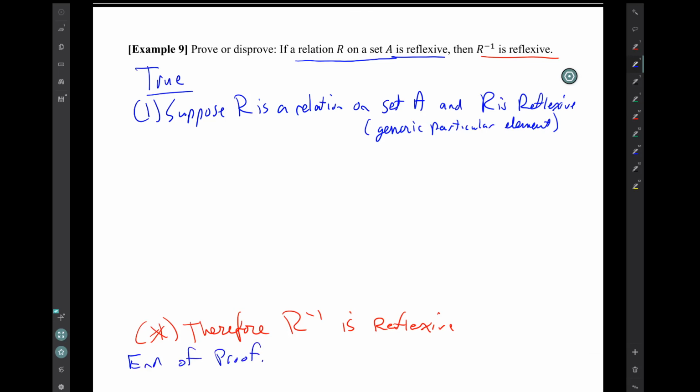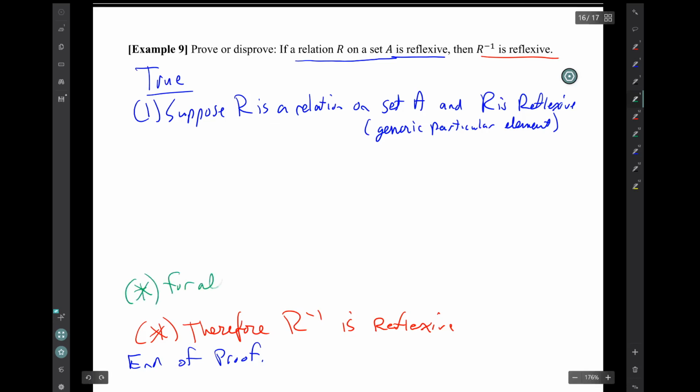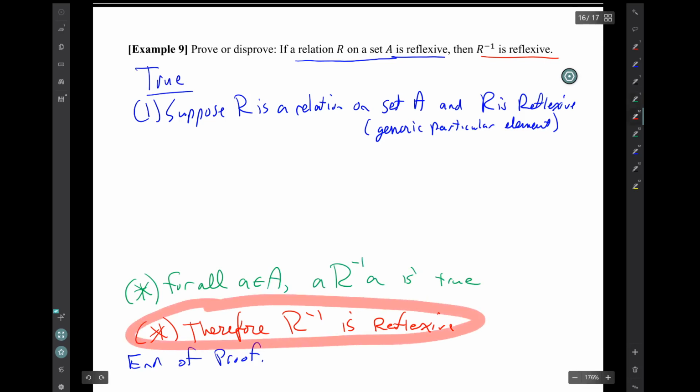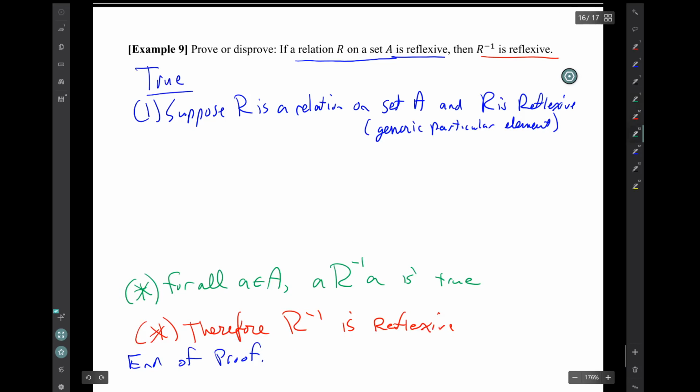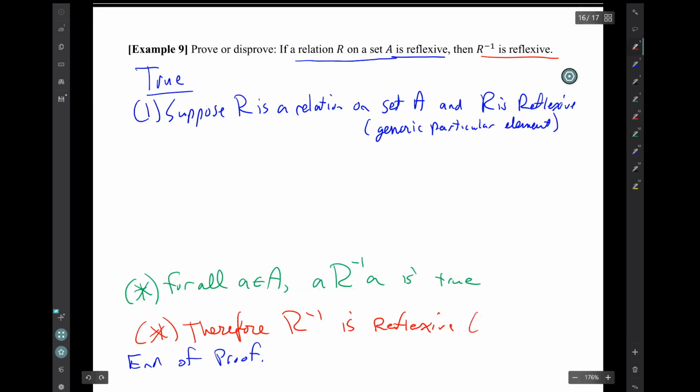Now let's work backwards. This is a defined term. R inverse is reflexive. What does that mean? Well, we have no choice but to precede that with what it really means. In order to get to where we can say that R inverse is reflexive, we have to first have said this: for all little a in set capital A, little a R inverse a is true.